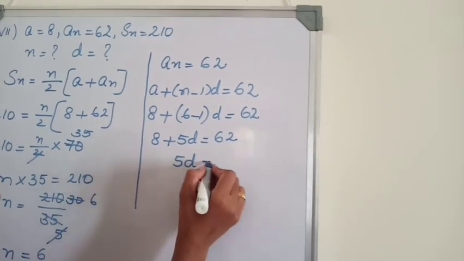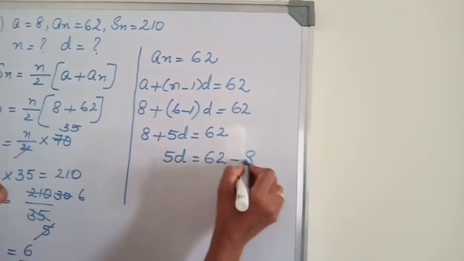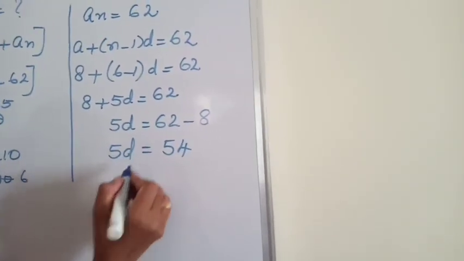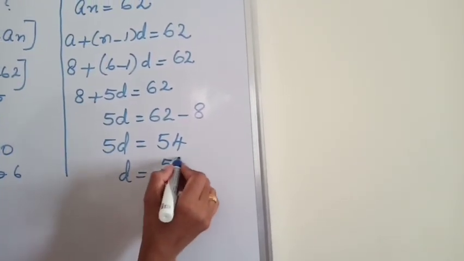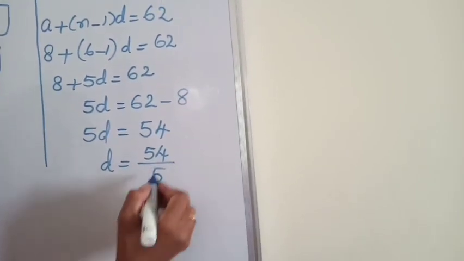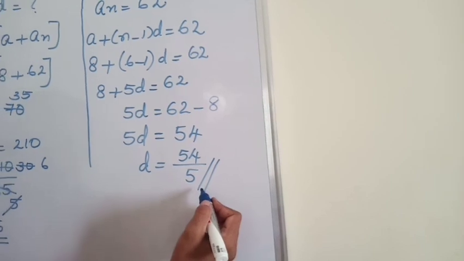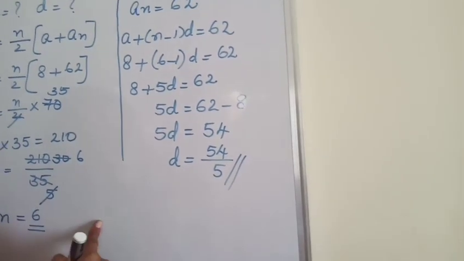5d equals 62 minus 8, 54. 5d equals 54. d equals 54 by 5. As it is not divisible, we will leave it like this. d equals 54 by 5 and n is equal to 6.